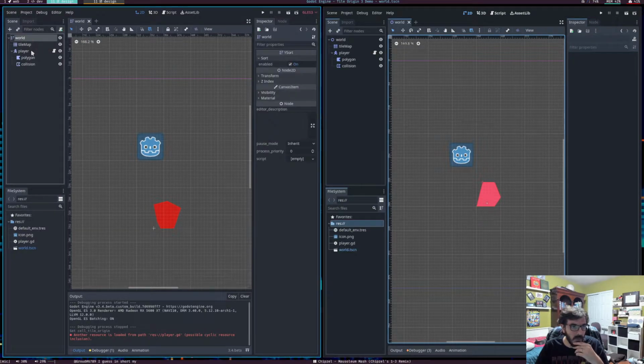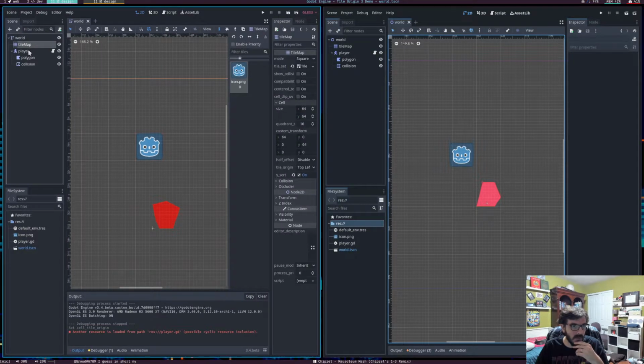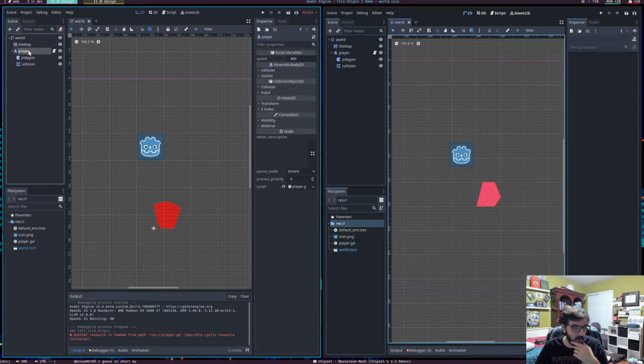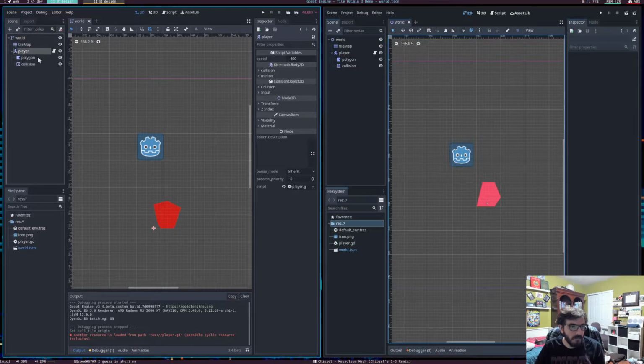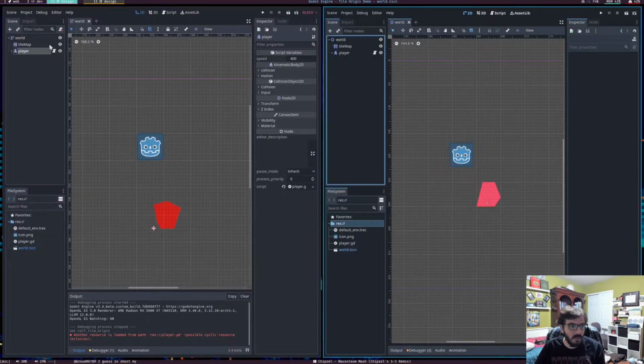In both of them, we just have a world, a tile map, and a player node, which for demo purposes is just a simple kinematic body, character body, whatever, with very simple movement, which is unimportant for the demo. On the left is Godot 3, on the right is Godot 4. Okay. So the player is unimportant. I'm going to collapse it in both of them.